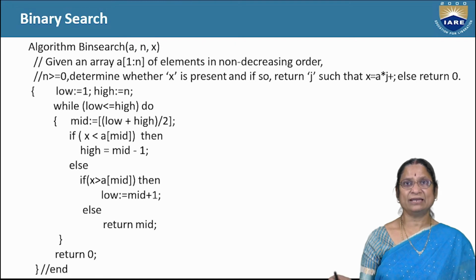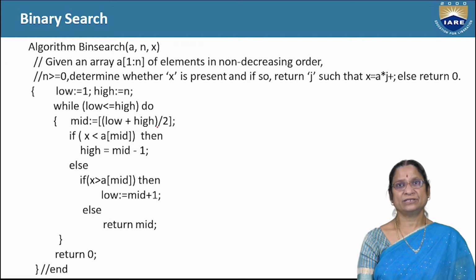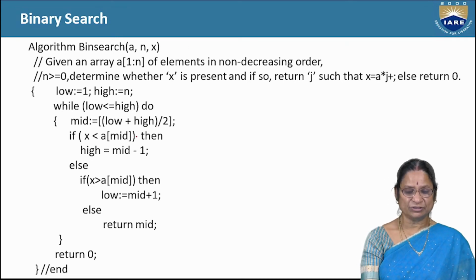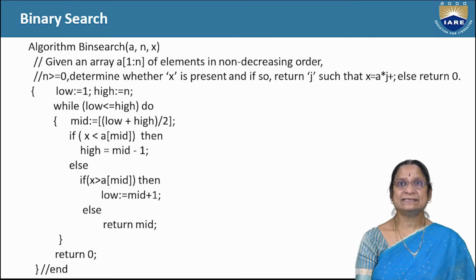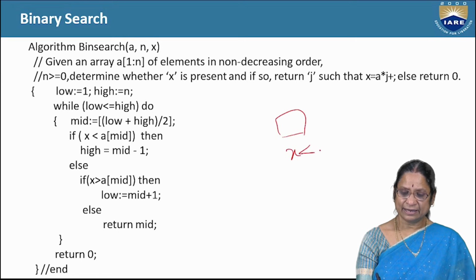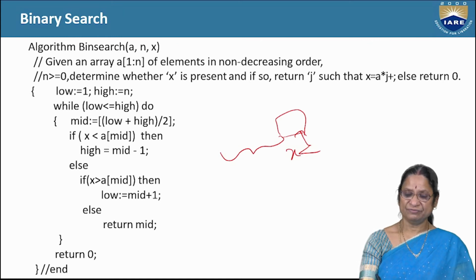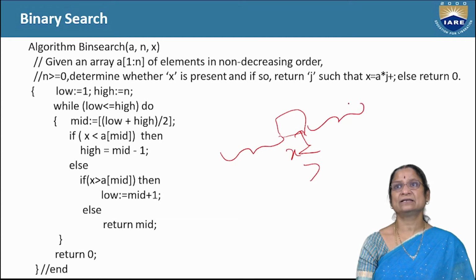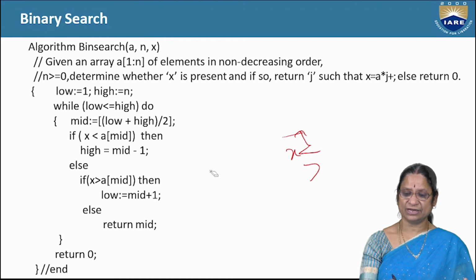Then we will find the middle value. Mid position is equal to (low plus high) by 2. We are taking the integer value here. So I am checking with the mid value. If x is less than A of mid, the possibility of occurrence of x is in the elements before this middle value. If it is greater, the possibility is in the second half of the list. If equal, it returns. So there are 3 conditions here.